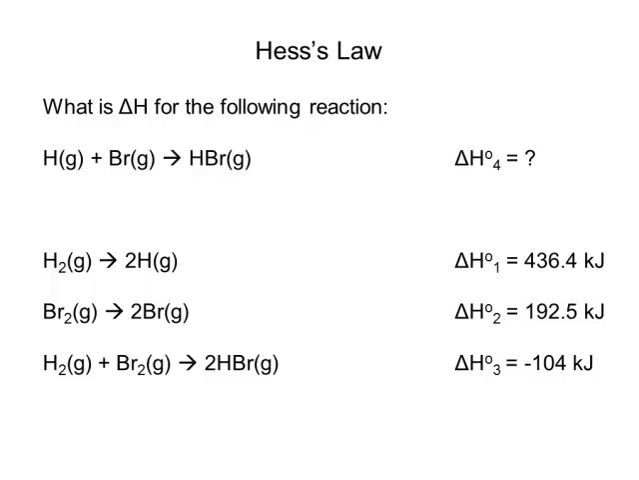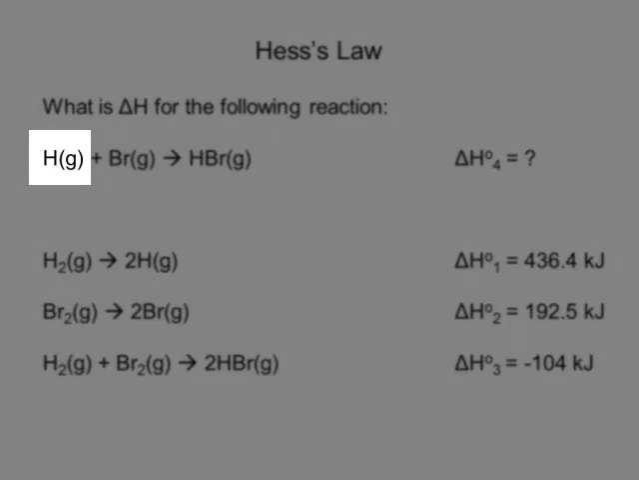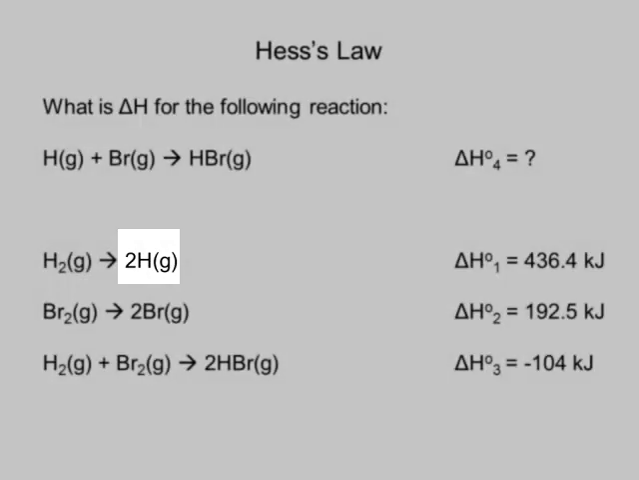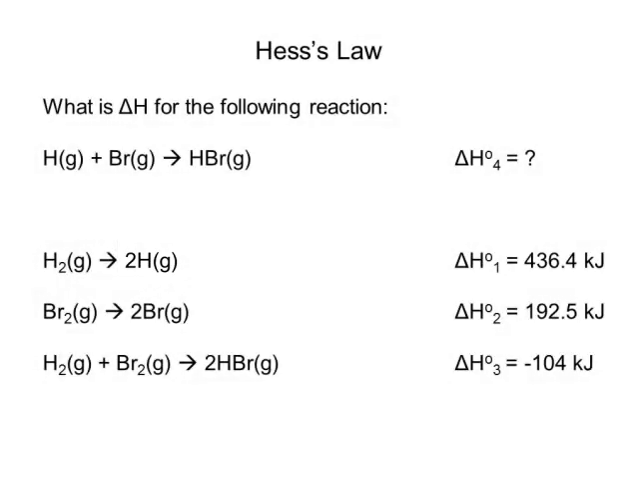So the best approach is to start from the left of the reaction we want and work our way across to the right, and all we're going to do is try to get each of those reactants and each of those products, and the appropriate number of moles of those, from our given equations. So what do I mean by that? Well, if I start with H and have a single H gas, which of these three equations contains H gas? Well, the first one does.